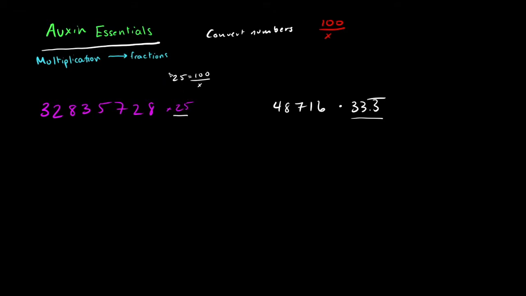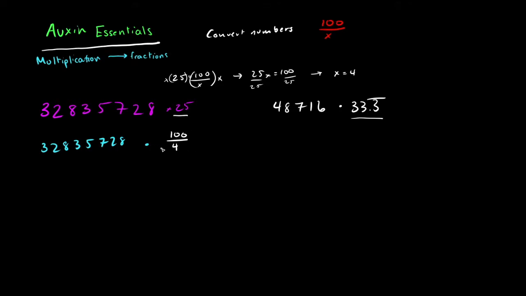Multiply both sides by x to get 25x is equal to 100, and divide both sides by 25 to isolate the x to get that x is equal to 4, which means that we can rewrite this 25 as 100 divided by 4. And then we can also rewrite, of course, this long number here, 328,357,28, and multiply it in terms of this fraction.